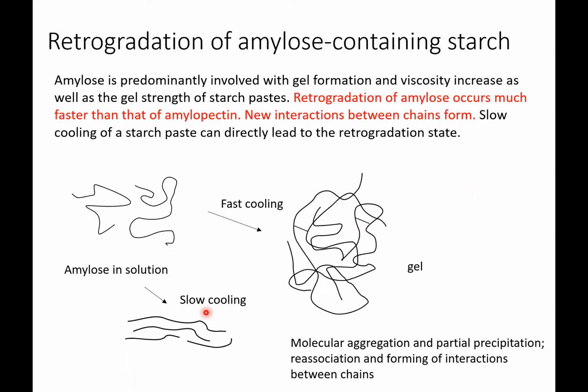If you do a slow cooling, these chains have time to align better and form more crystalline structure. So this here is terminated earlier and it's more organized than this here. This will continue on. Now, what effects does this have on our food product?